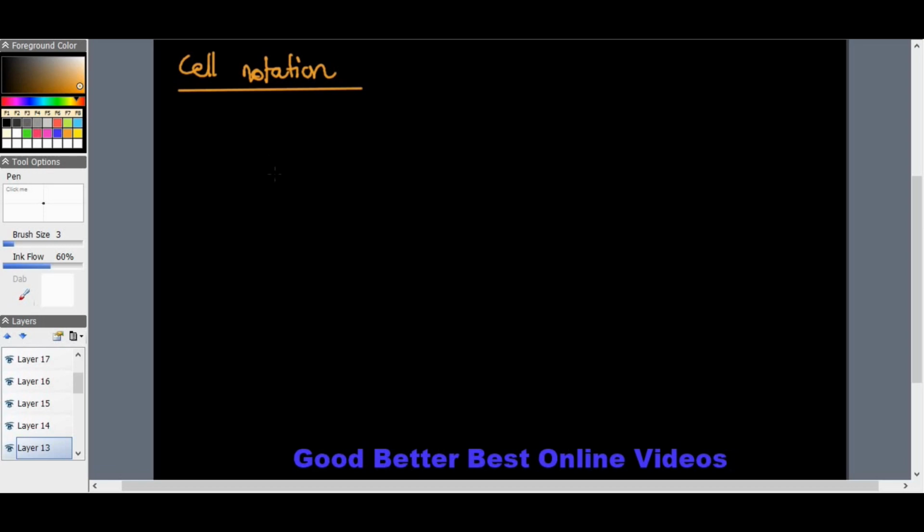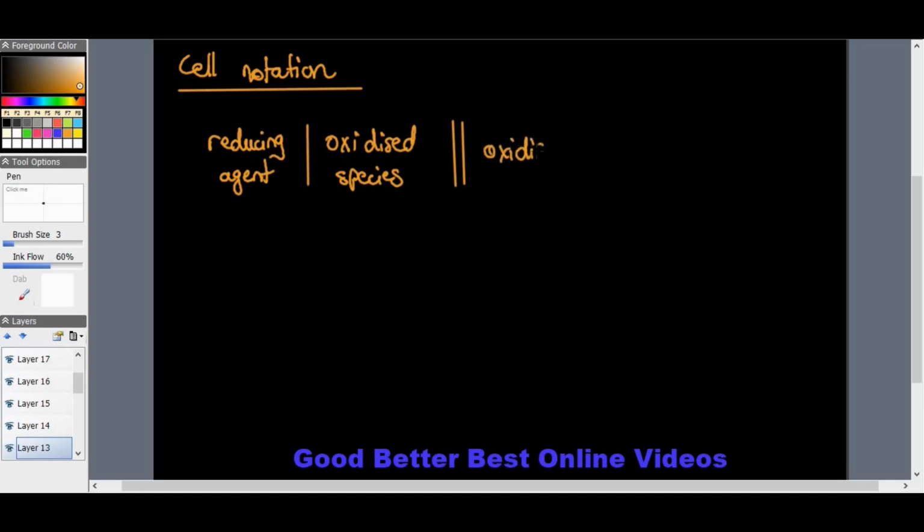Let's have a look at the general form in which it's written. Your reducing agent will be written first and separated by a straight line, which is called the cell terminals. Of course you won't write it like this, I'm just writing underneath each other to save space. Then on the other side you'd write your oxidized species, and then you'd have a double line in the middle. Then you'd have your oxidizing agent, separated by a line, and then your reduced species.